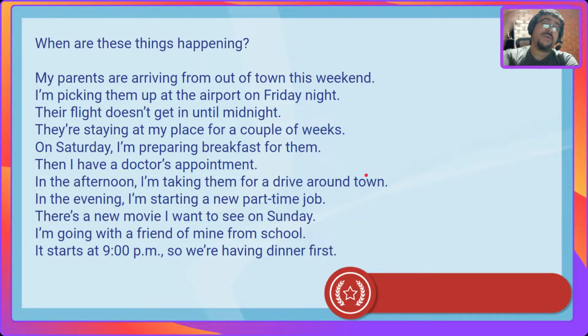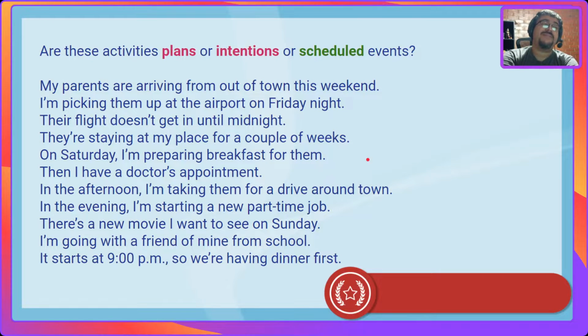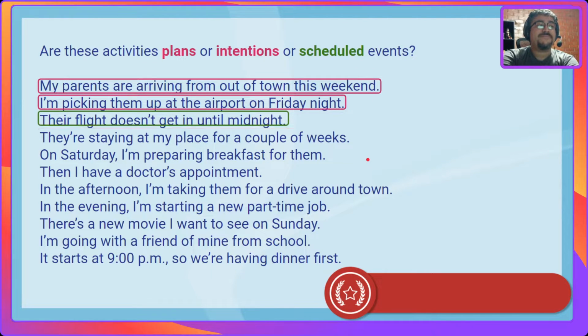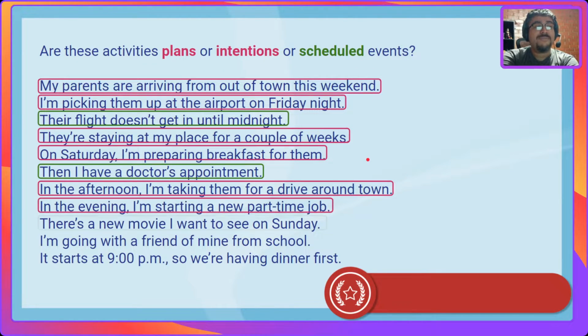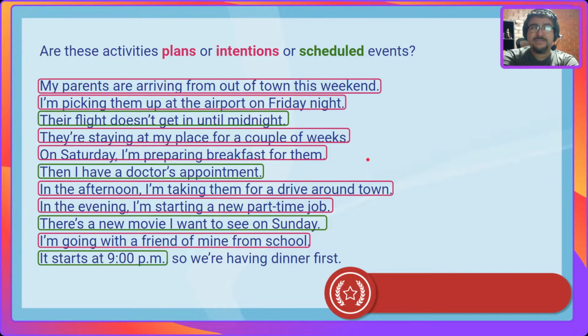Well, you can see that all of these sentences are talking about things that are happening in the future, right? But I want you to look at them again and organize them into plans or intentions and scheduled events. Stop the video, analyze them, and then we're going to check. Did you finish? Well, the plans are the ones that are in red, and the ones that are in green are scheduled events. So, what is the difference?